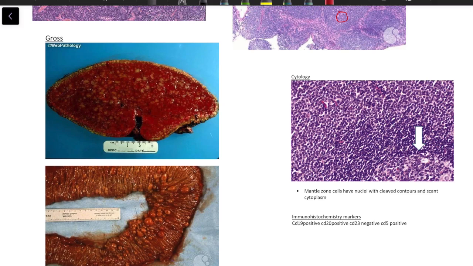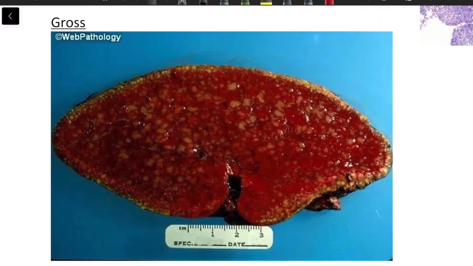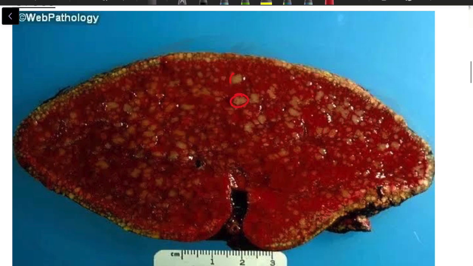Now if I talk about the gross image, you see that the spleen of a patient having mantle cell lymphoma presents with a micronodular pattern.